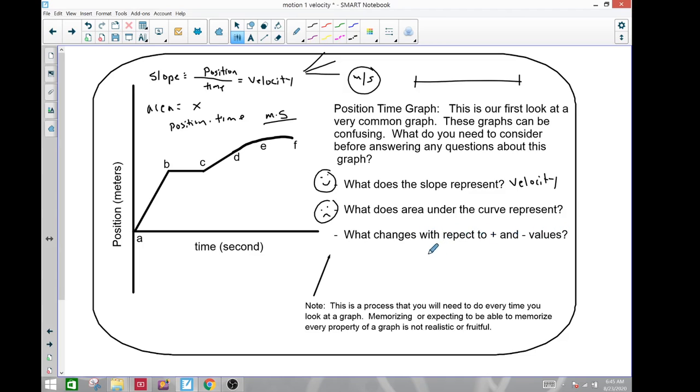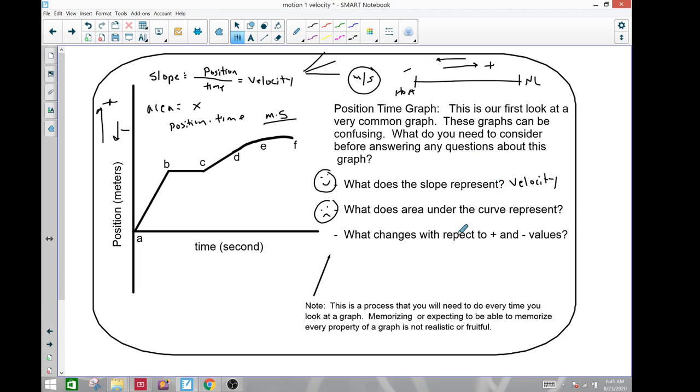What changes with respect to positive and negative values? What's positive, what's negative? In this case, going this way is positive, going this way is negative. So think about that. All you have to do is think about these things and get your mind right, then answer the questions. Remember, we're just traveling down a line. So traveling towards New London would be positive, if this is New London. Hortonville is right here. Going this way would be negative.